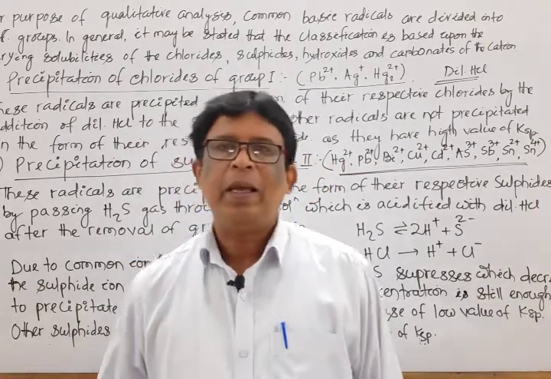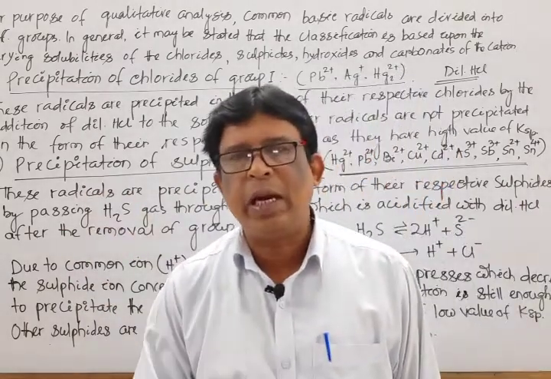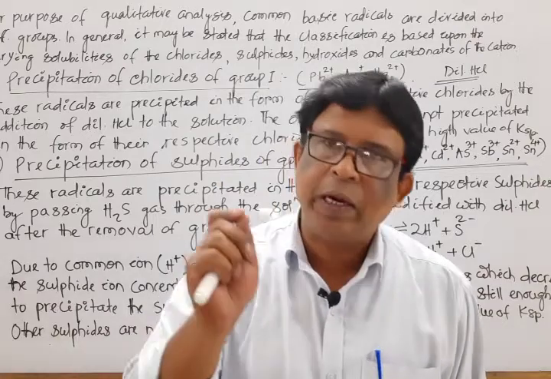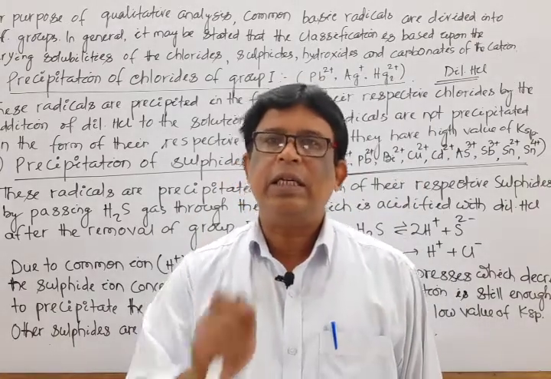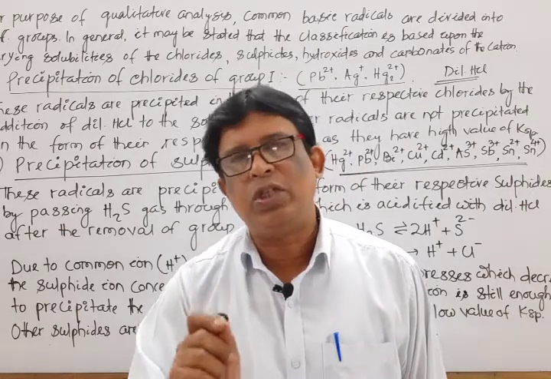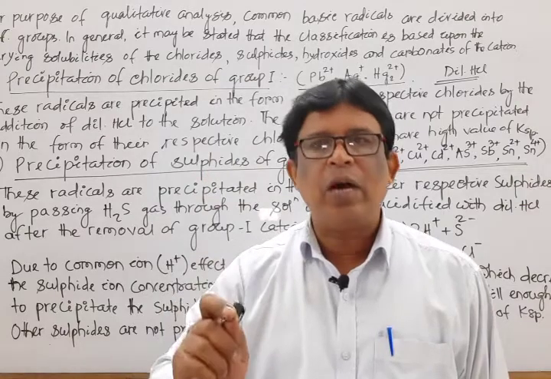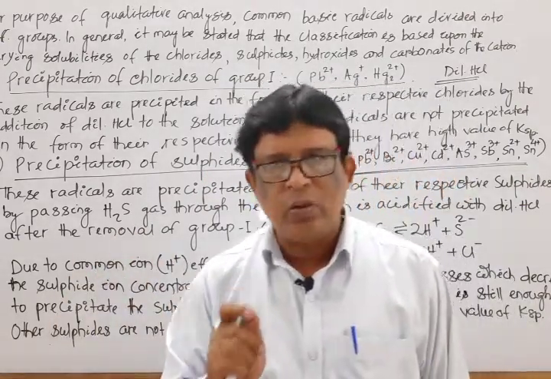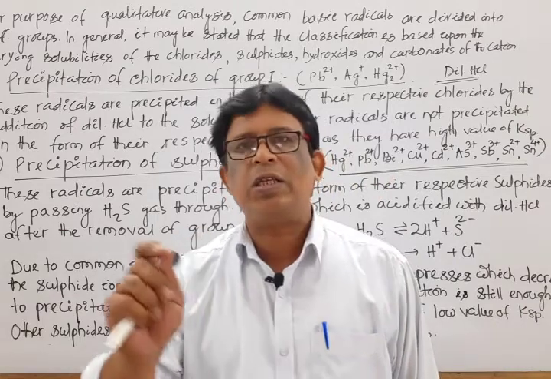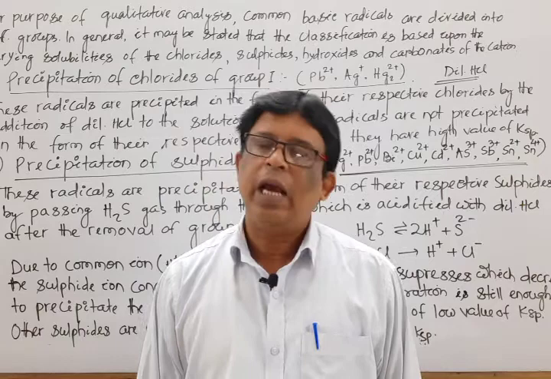Okay, good. Next, group 2 precipitation. Group 2 radicals are precipitated in the form of their respective sulfides, while the group reagent is dilute HCl plus H2S. Mark that. HCl breaks down to H+ and Cl-. H2S, as a weak electrolyte, breaks down to 2H+ plus S2-. Here a common ion is H+.